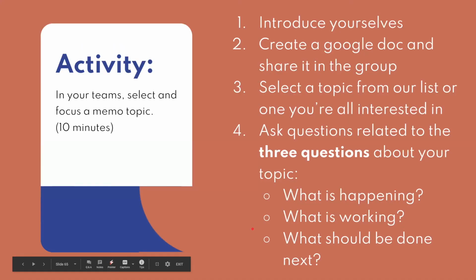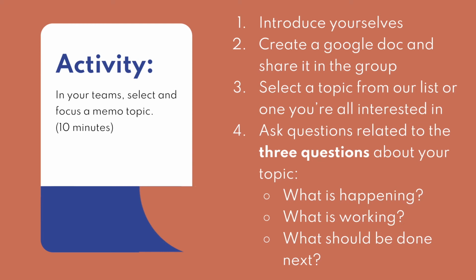Okay, so now we're going to start the first activity. In this activity, we want you to introduce yourselves, and then we'll create a group Google Doc and share it in your group. Maybe some of you will already have a topic you're interested in, or you might select a topic from the list that we provide. Then you ask yourself questions related to the three questions about the topic: what is happening, what is working, and what should be done next?